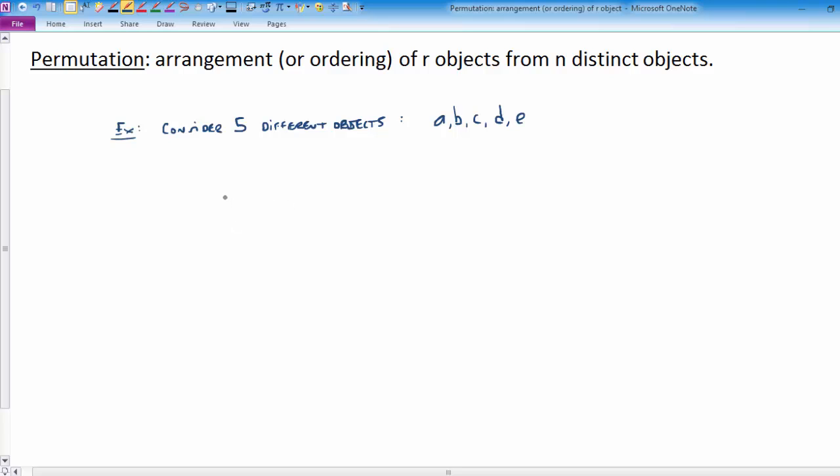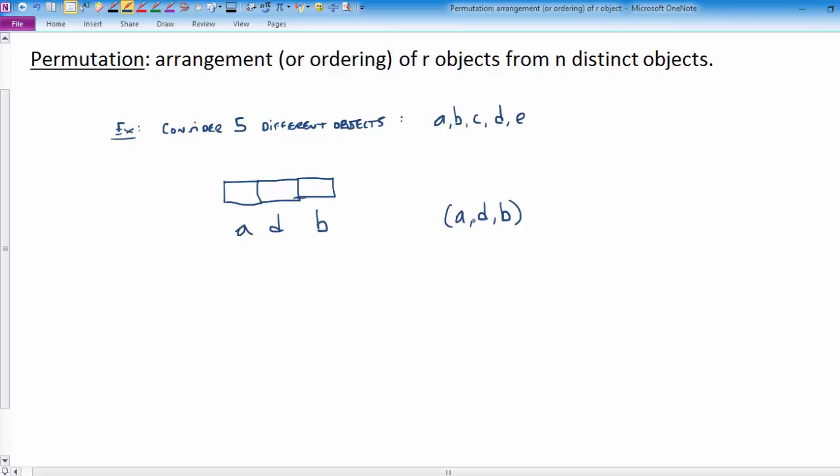And we could simply use blanks or boxes to represent the location or the position of each of the 3 elements or objects that we're going to permutate from those 5. So in the first space, we can put, for example, the letter A here. In the second space, we could put D, and the third space, we could put B. So that's one permutation. And we express permutations with tuples, right? This way, we indicate that the order of the elements is important.